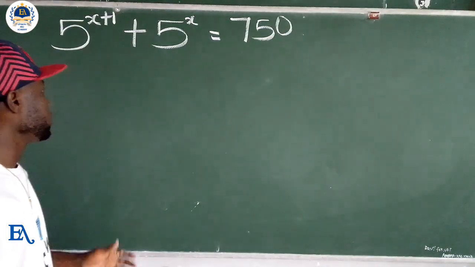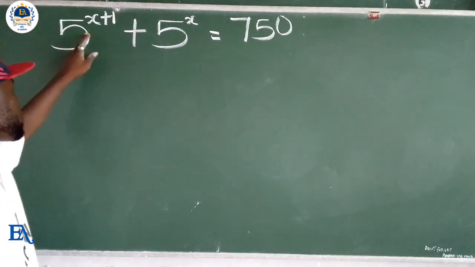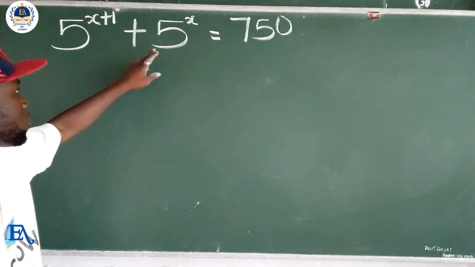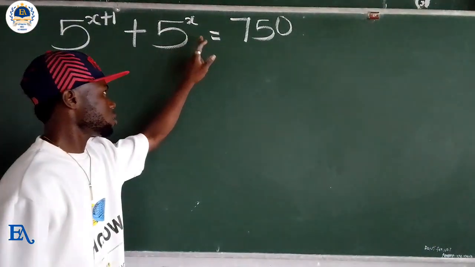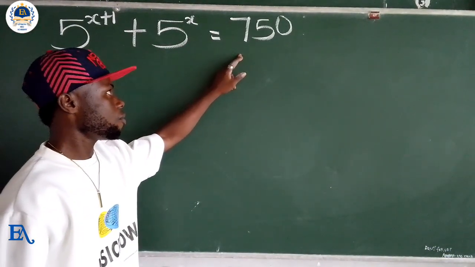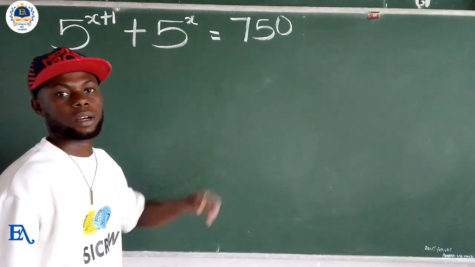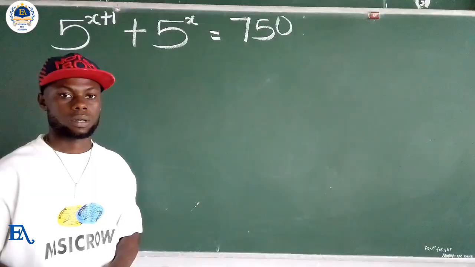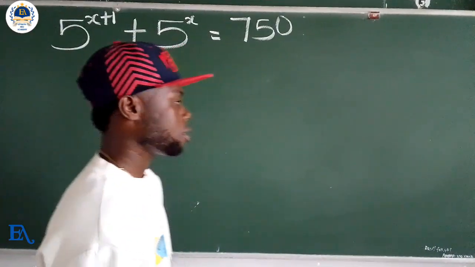Let's consider this question on the board. The question is 5 raised to the power of x plus 1 plus 5 raised to the power of x is equal to 750. How do we approach this question? So the first thing we have to obtain, let's take down the solution.